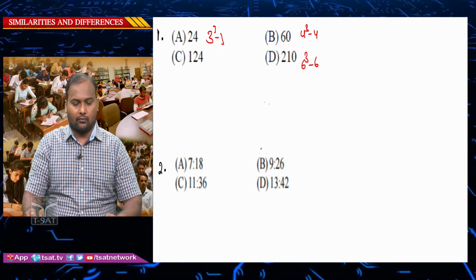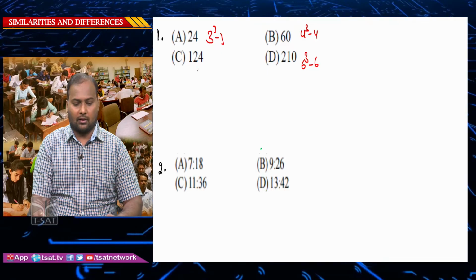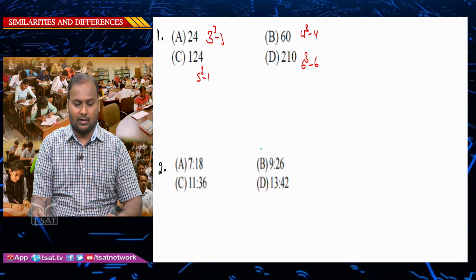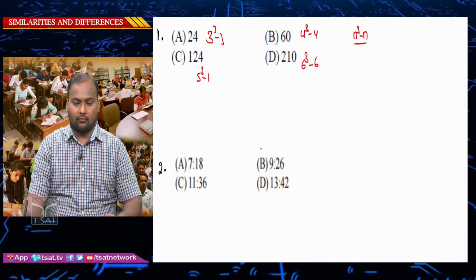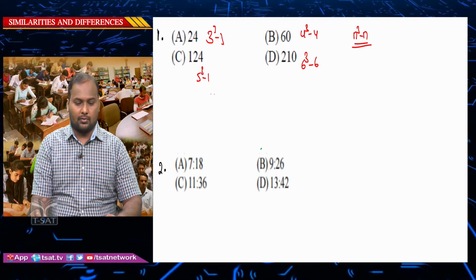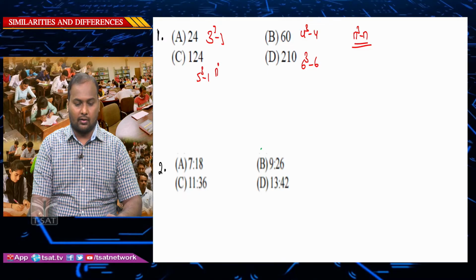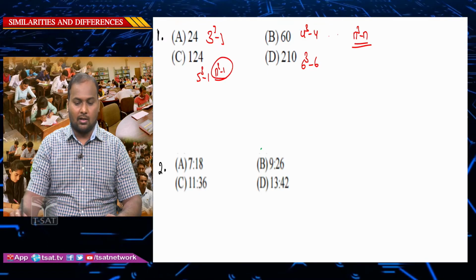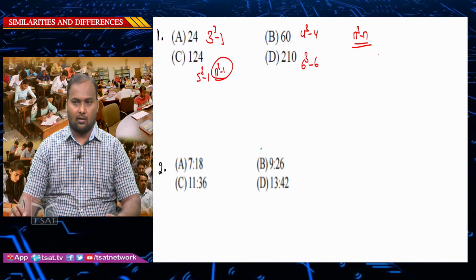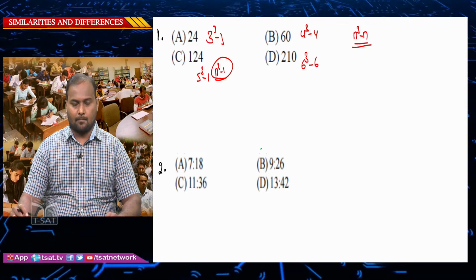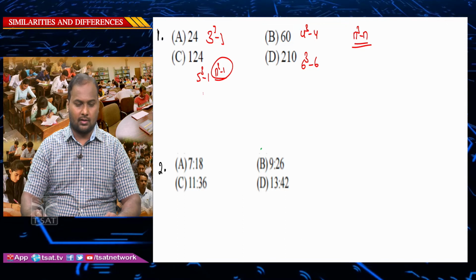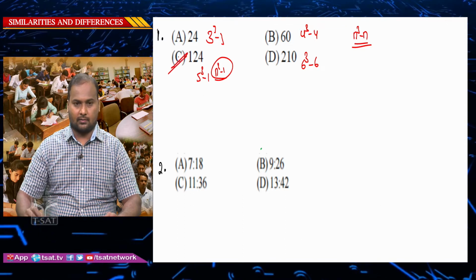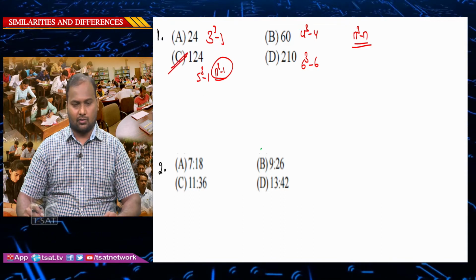But if you see 124, it is also cube format, but the format is like 5 cube minus 1. So the remaining all are in the format n cube minus n, whereas option C is not the format of n cube minus n. So the remaining 3 are similar based upon the pattern of n cube minus n. So the answer is option C. Now come to the next question.